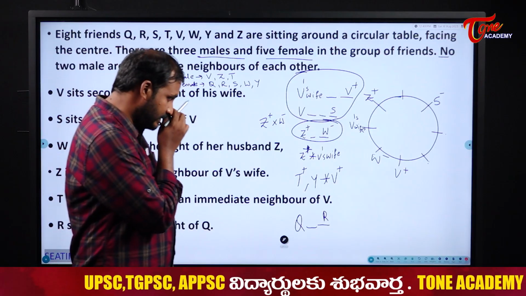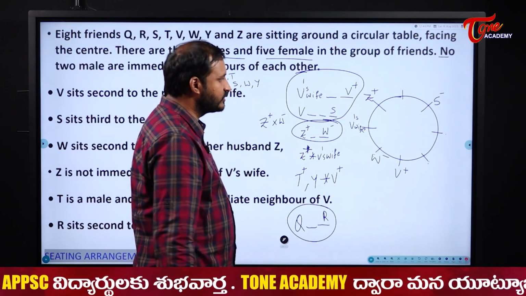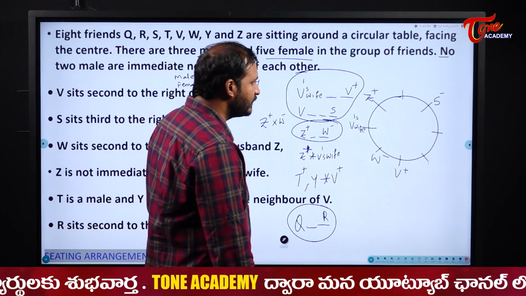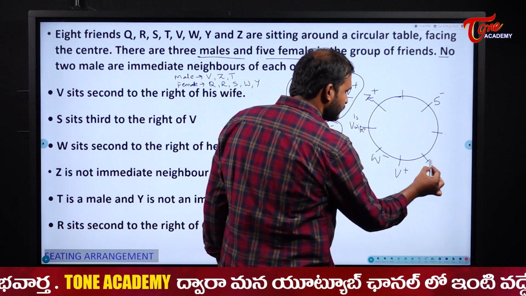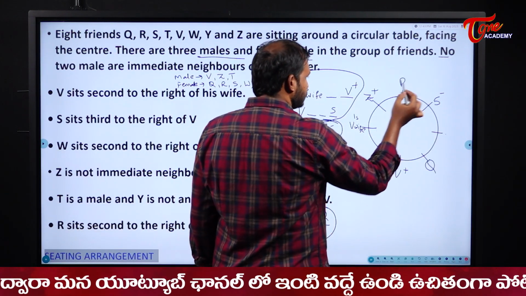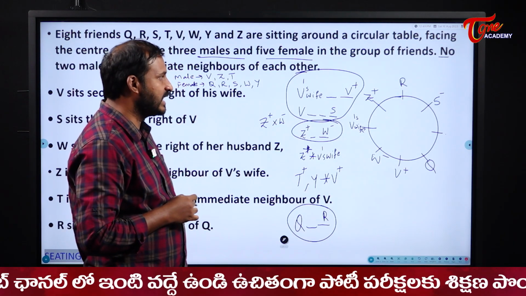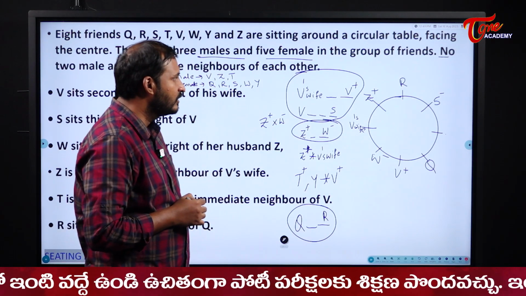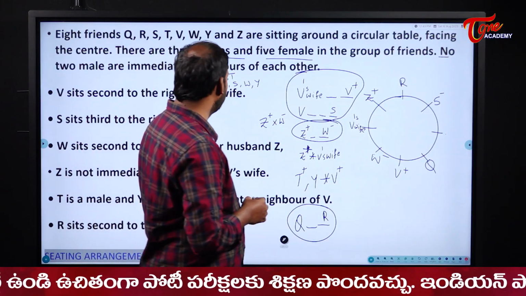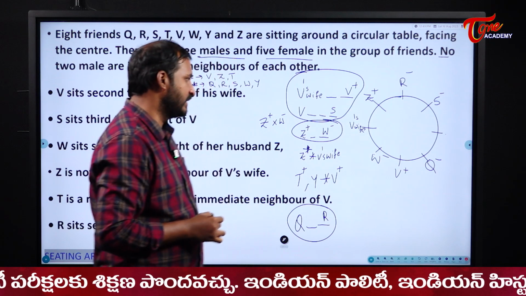Next, they are telling that between Q and R, second right of Q I should have R. Where can I put Q, tell me? This is the only chance for me. Then only I can put R here. So Q and R, that is the only chance for me. Both Q and R are females.